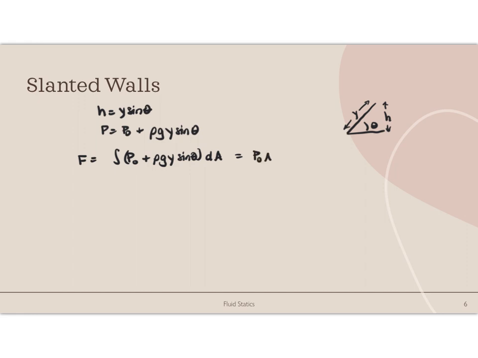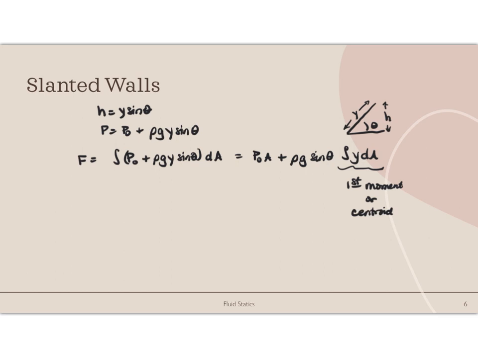It's P naught A plus rho G sine theta times the integral of y dA. Now this last little bit here, this is the first moment, or also called the centroid of the surface. We tend to think about the centroid as being the location where a force at a point would exactly balance the object. If you wanted to spin a plate on your finger, you would need to know where the centroid is.